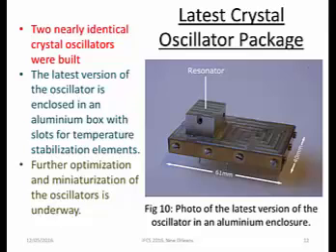Two oscillators were built with this topology. This picture shows the latest version of the oscillator package. It is a 6x4 centimeter aluminium enclosure which encloses all the oscillator electronics as well as the resonator. And we also have slots for temperature stabilization elements. But further optimization and miniaturization of this package is still underway.